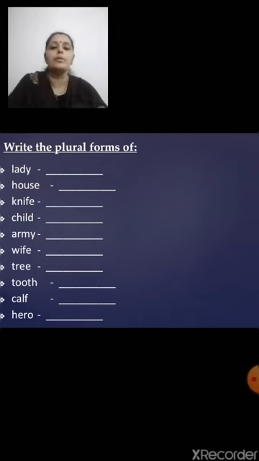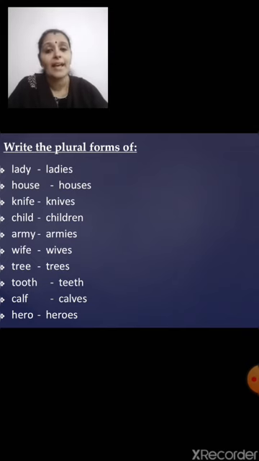So write down the plural forms of these. Keep in mind the rules that we have seen and form the plural forms. Done? So shall we discuss the answer? Yes. The first one, L-A-D-Y, lady. The last letter is Y. So what should I do? I will remove the Y and put I over there and then add ES. So lady becomes ladies.